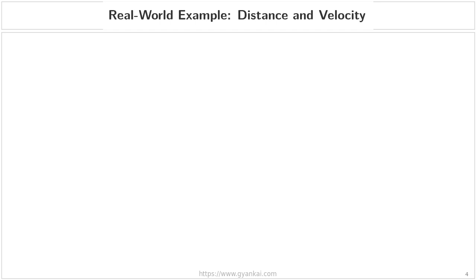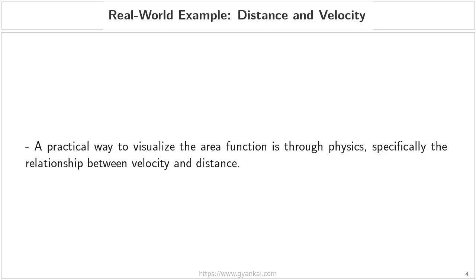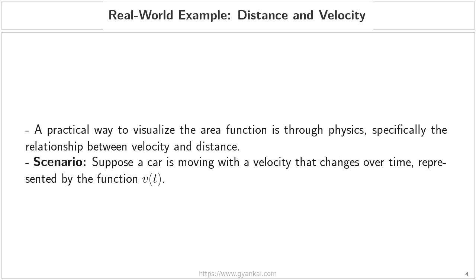Real-world example: distance and velocity. This slide connects the area function to physics, specifically the relationship between velocity and distance. Think about it. If you know how fast something is going at every moment in time, how can you figure out how far it's traveled? Let's consider a scenario. Imagine a car is moving, but its speed isn't constant. It's speeding up, slowing down, maybe even stopping at traffic lights.